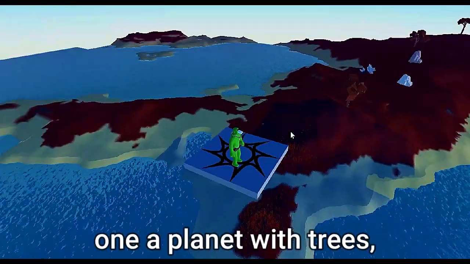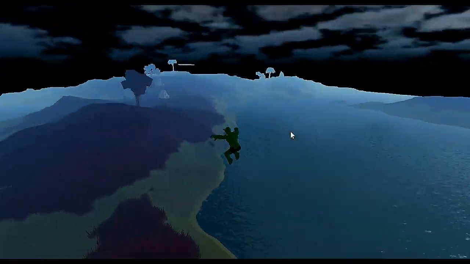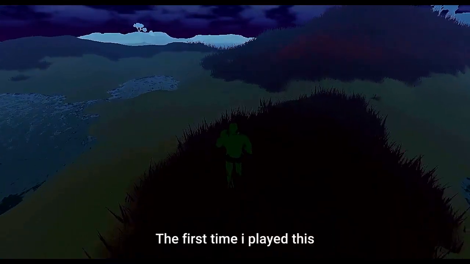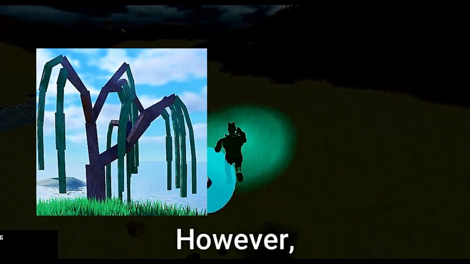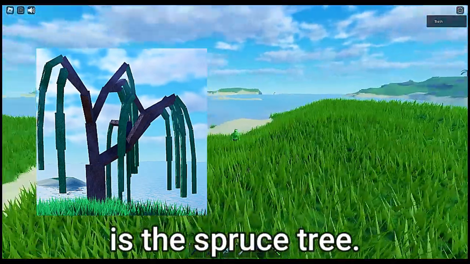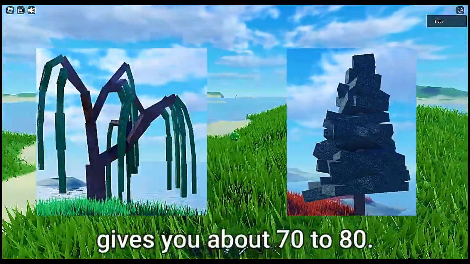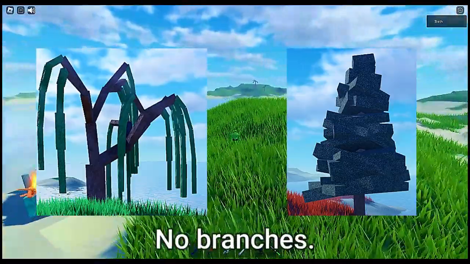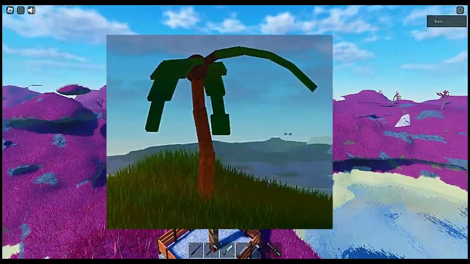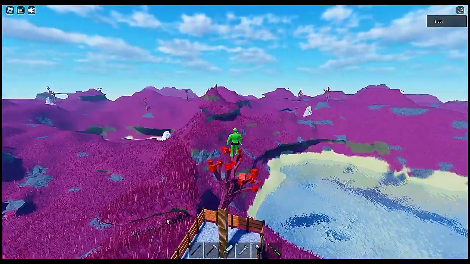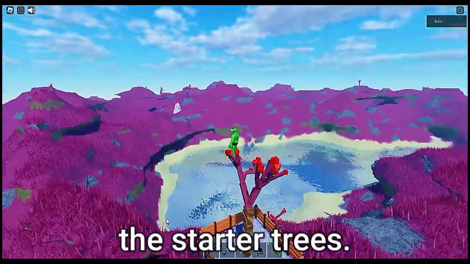You always start on a planet with trees, maybe oak trees, or cherry trees and more. The first time I played this game, I started on a willow tree planet. However, the worst type of tree is the spruce tree. A big version of one gives you about 70 to 80. No branches, just a thin, straight line of wood. I know, palm tree should be the worst, but they are not. However, I only talked about starter trees.